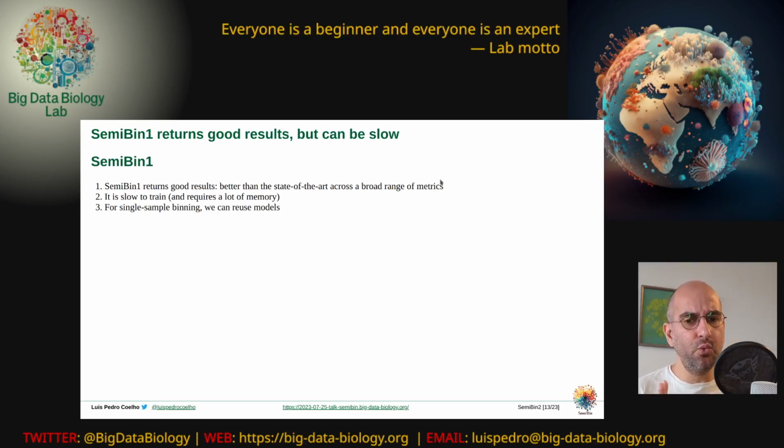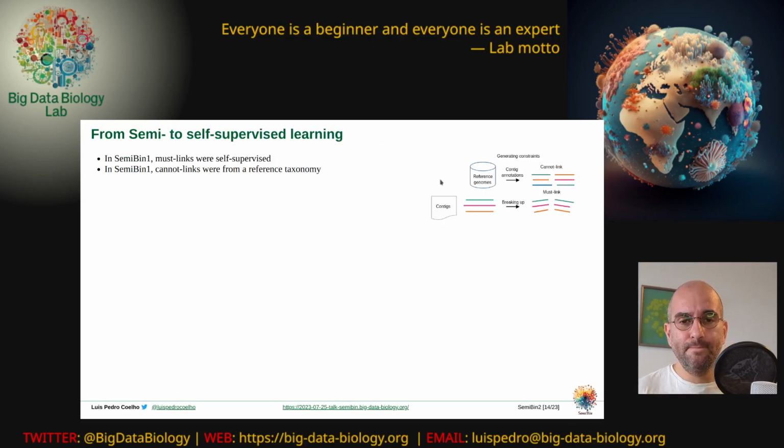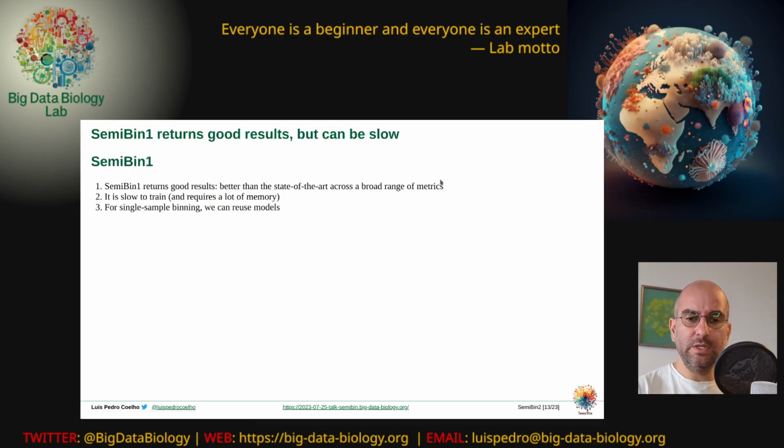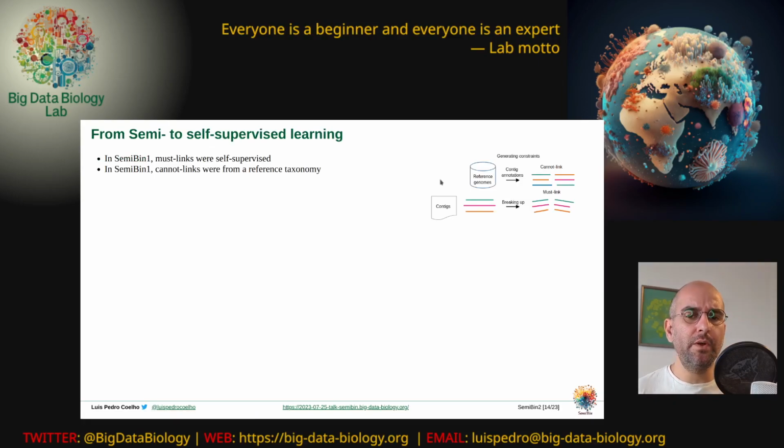However, this didn't work for multi-sample binning because, and I'm simplifying a little bit here, for multi-sample binning, if you have 17 samples, we need a model for 17 samples, and then we would need a model for 18 samples and a model for 19 samples. So it's not so trivial for us to provide pre-trained models for all of those contingencies. So we thought, could we do a little bit better than we were doing?